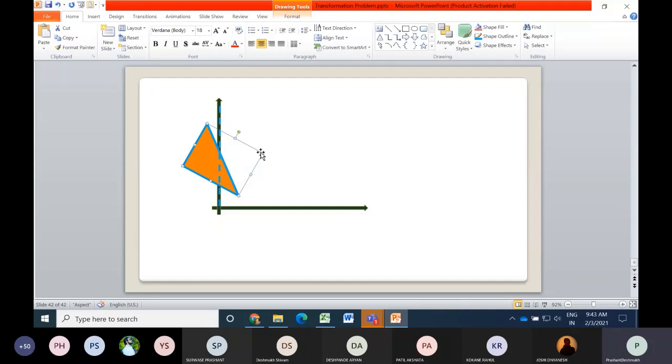Okay, so it will be difficult to show the reflection, I think.